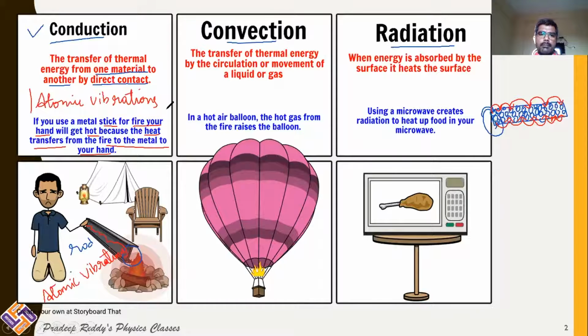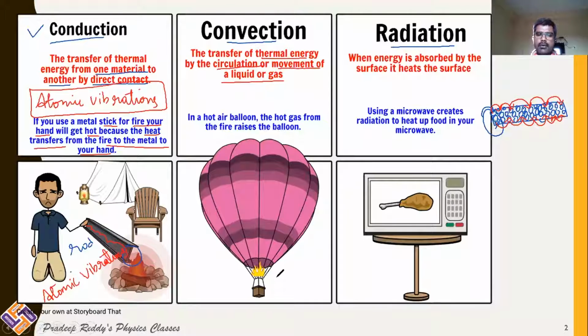Atoms vibrate in their own positions to transfer their heat energy. And next is the convection process. In the process of convection, there is transfer of thermal energy by circulation or movement of a liquid or gas. So with the actual movement of liquid or gas, heat transfer takes place.